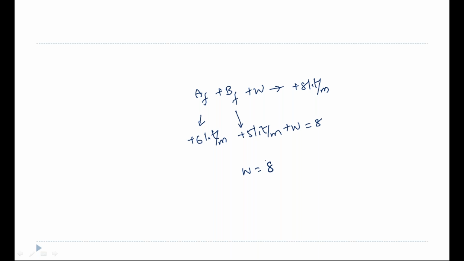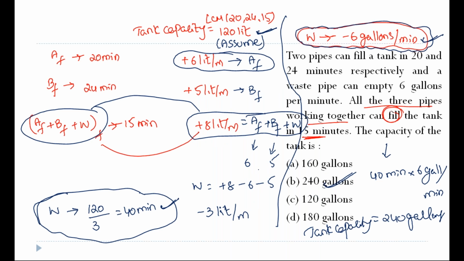So the waste pipe plus 6 plus 5 is 8. The 6 will go to that side, and the 5 will go to that side, so you came to know it is minus. Now is it clear? Yes, sir. Understand, sir? Yes, sir. Fine. So, good question. The waste pipe is emptying 3 liters per minute. We came to know.